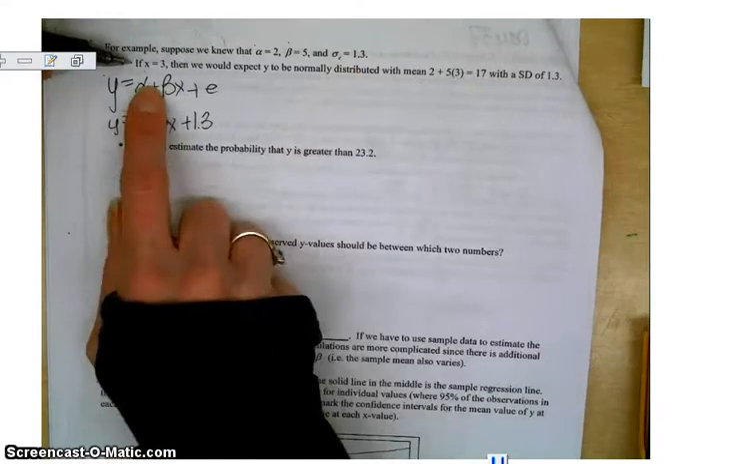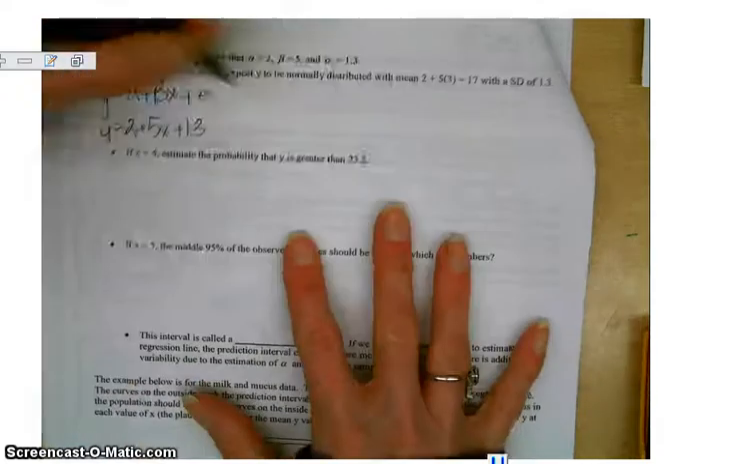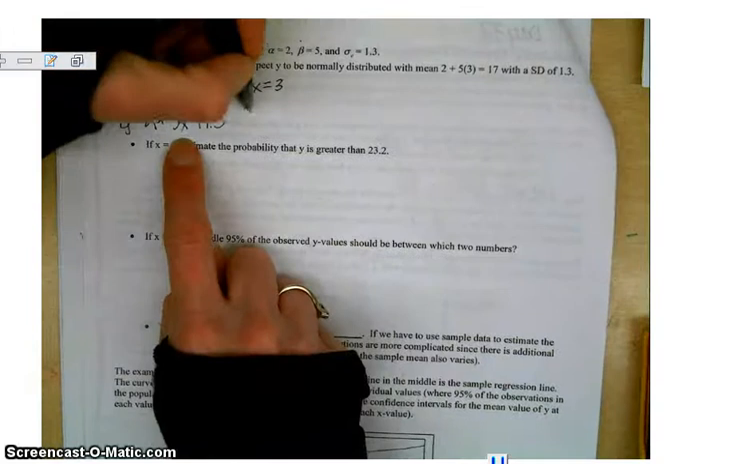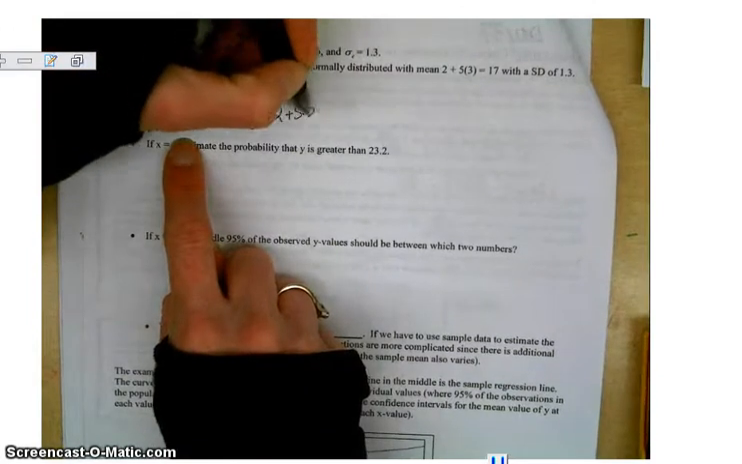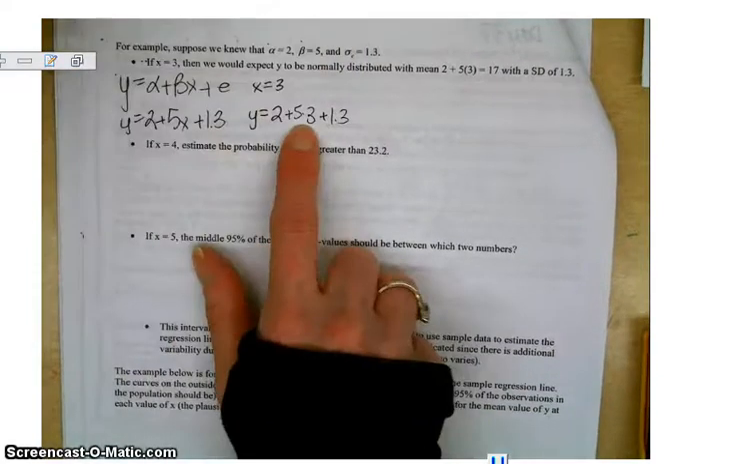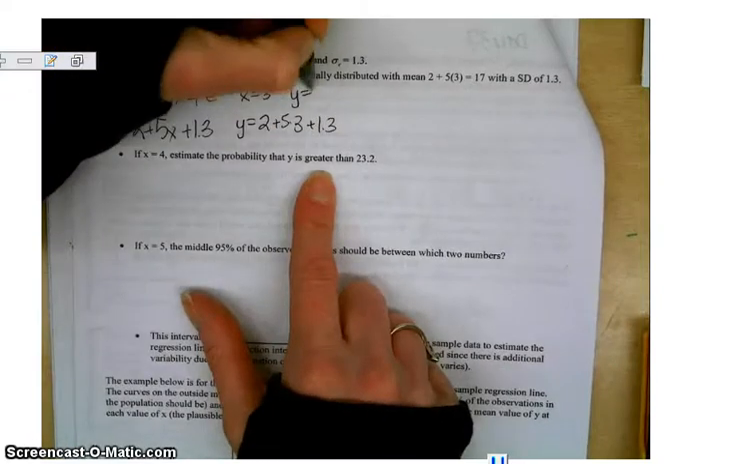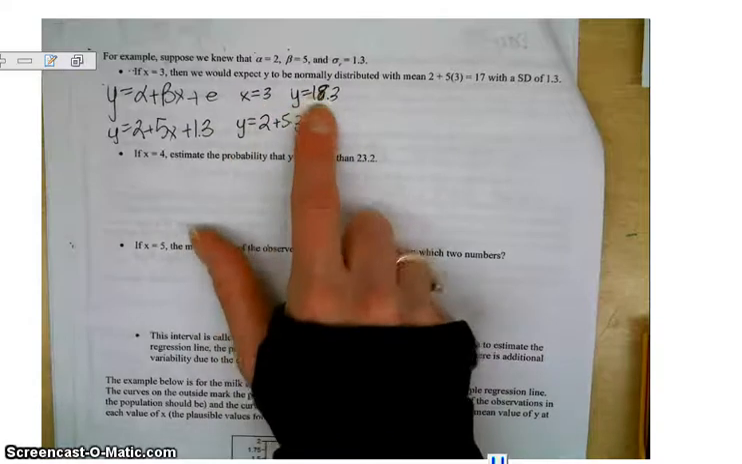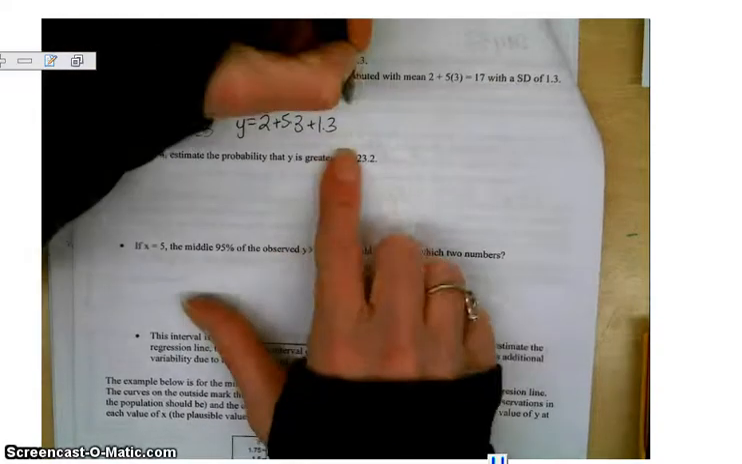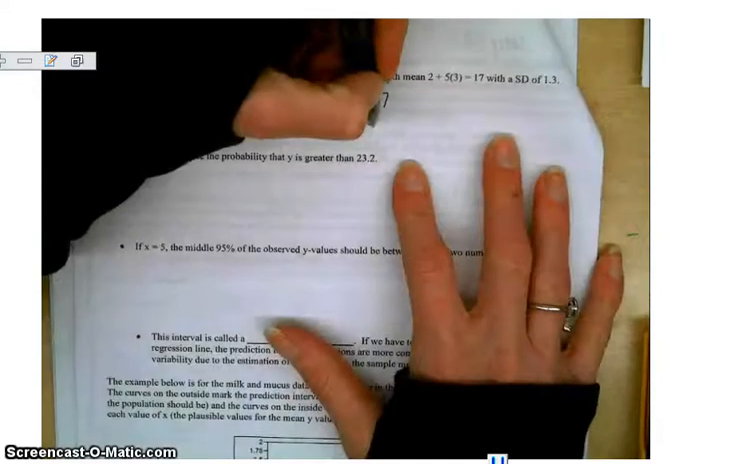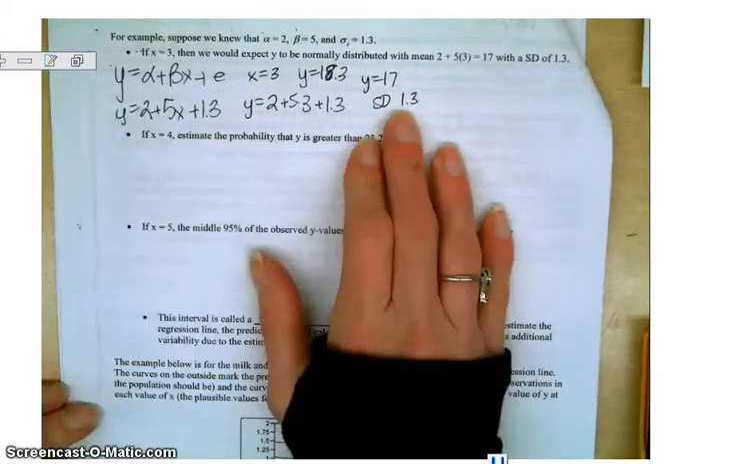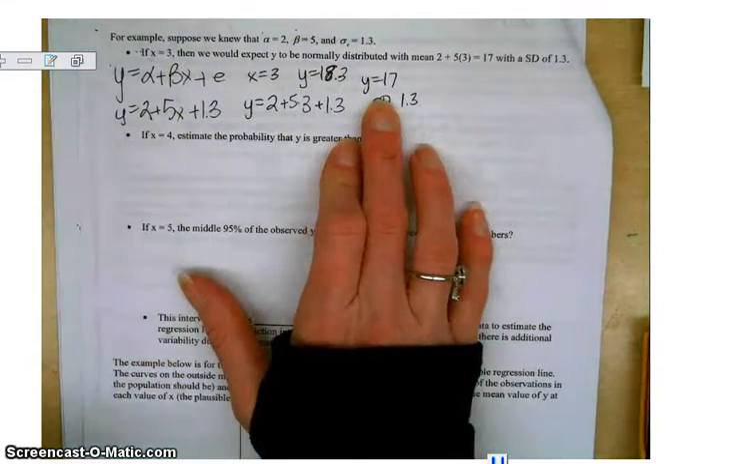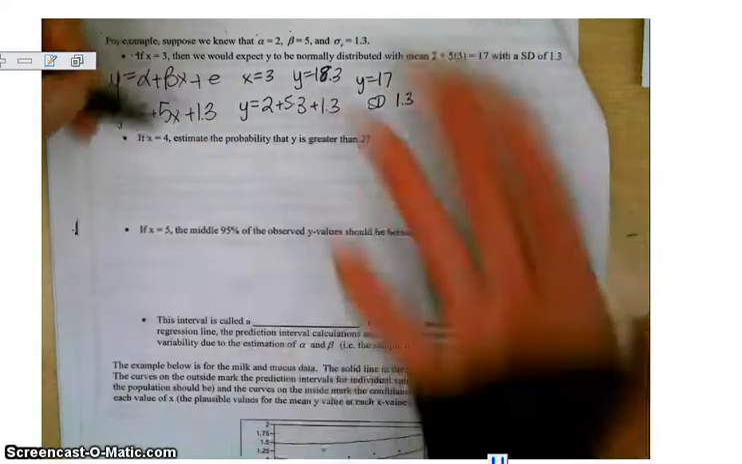So if x equals 3, wouldn't we just plug 3 in there for x? So then I'd have y equals 2 plus 5 times 3 plus 1.3, so that's 15, 17. So y would be 18.3. So when x is 3, y is 18.3, okay? Or y would be 17 with a standard deviation of 1.3. So it would be 17, give or take 1.3. Give or take, so it could be plus 1.3 or minus 1.3 actually.